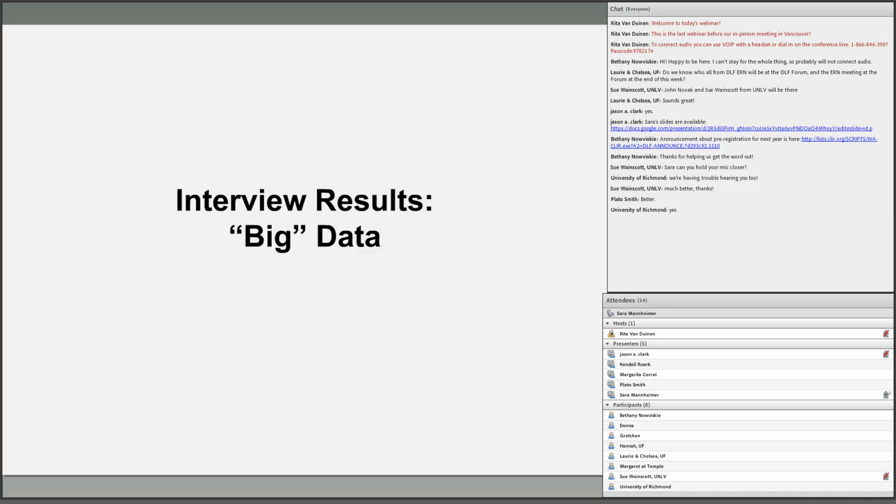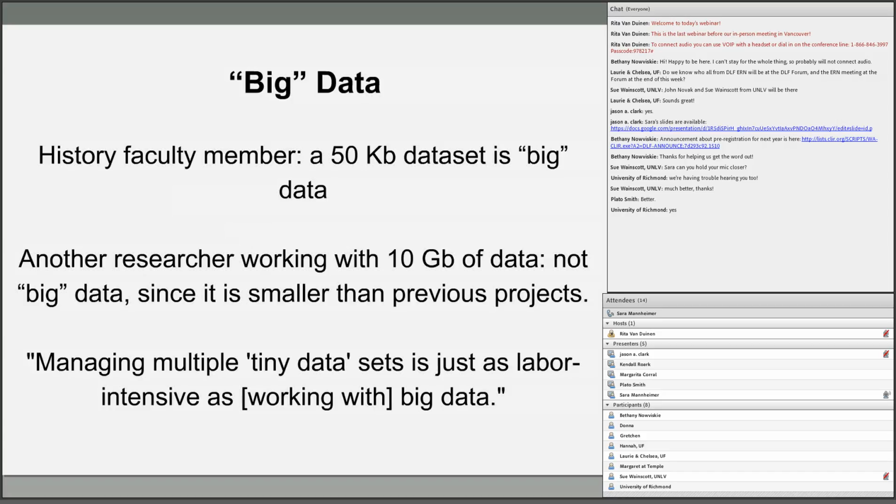We also asked about definitions of big data, so-called big data. And unsurprisingly, we got a huge variation in responses. A history faculty member doing a digital humanities project said a 50 kilobyte data set is big for him just because it's hard for him to figure out how it interacts with his project, and it's hard for him to figure out how to back it up.